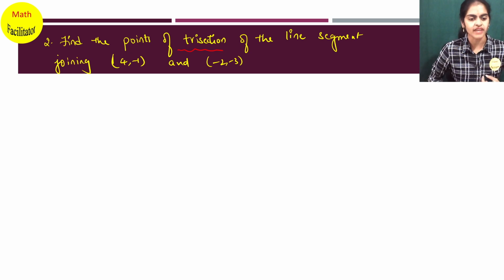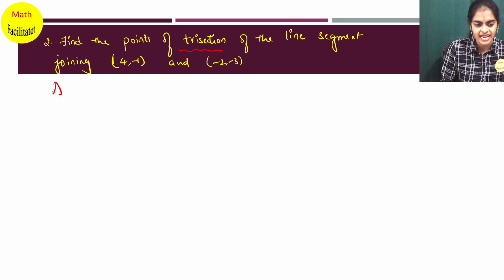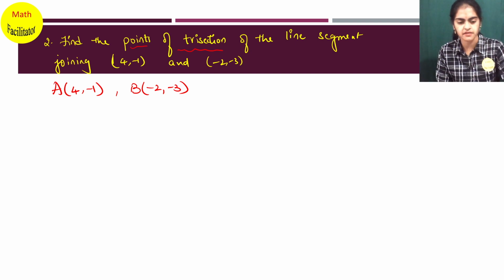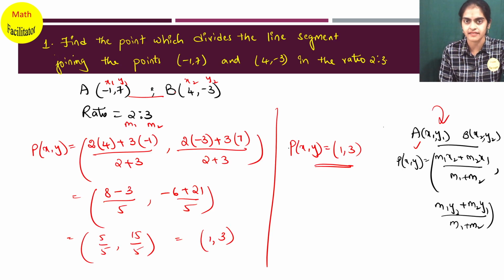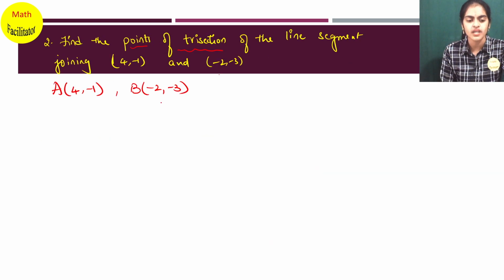Now the next question: find the points of trisection of the line segment joining (4, -1) and (-2, -3). Let me take A as (4, -1) and B as (-2, -3). I need to find the points of trisection. If you observe the difference between the previous question and this question, here A and B are given to you, and there also A and B are given to you. There the ratio is given to you, here the ratio is not given, but they are asking you the points of trisection.